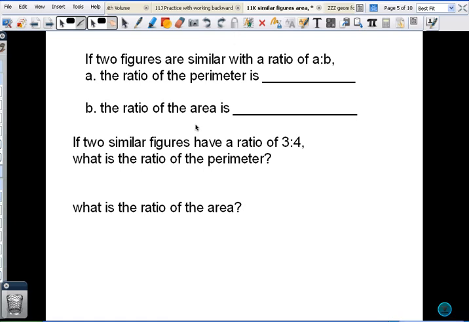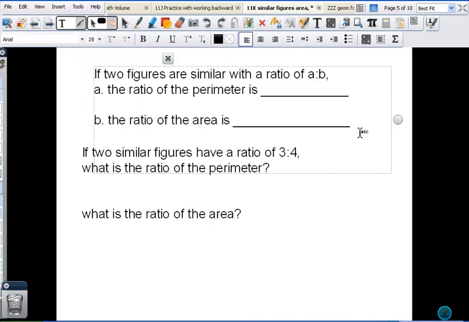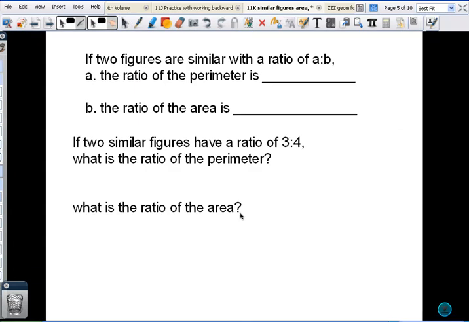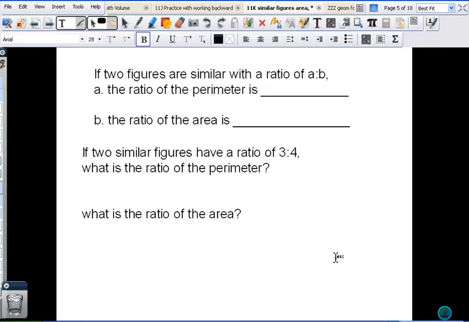If two figures are similar with a ratio of A to B, then the ratio of the perimeter is, well, the perimeter is the same as the length. So it says if two figures are similar with a ratio of A to B, then the ratio of the perimeter is also just A to B. Let's change the color there so we can make sure we see. If the ratio of the perimeter is A to B, then the ratio of the area, well, we know that to find area, we square the sides. So it's A squared to B squared.